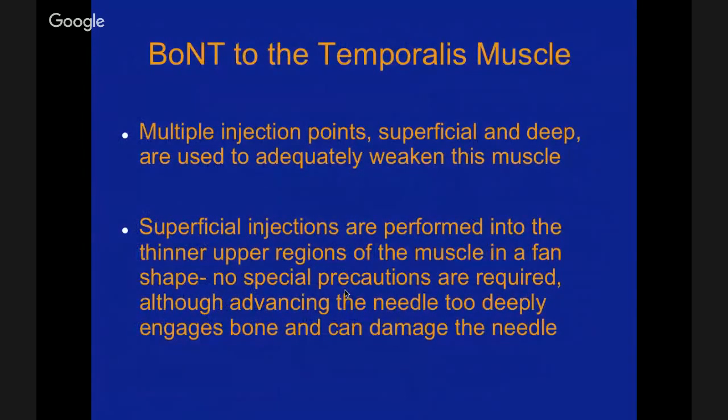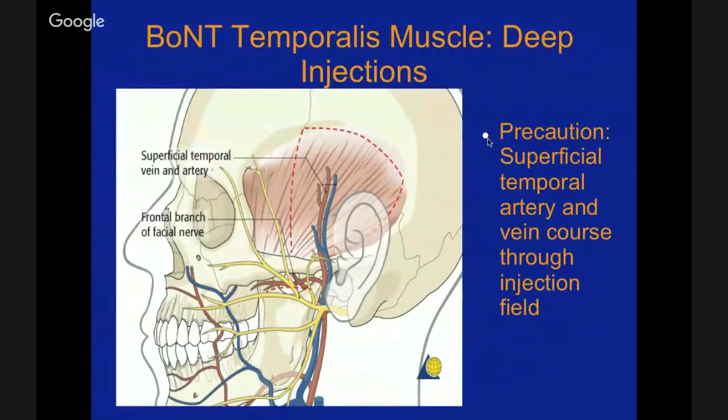So botulinum toxin to the temporalis muscle. There are several injection points, superficial and deep, used to adequately weaken the muscle. Superficial injections are performed into the thinner upper regions of the muscle, and there are no specific precautions required. Advancing the needle too deeply can engage the bone and damage the needle, but you're not going to damage any structures. Whereas with the deep injections, you do run the risk of injecting into the superficial temporal artery and vein.